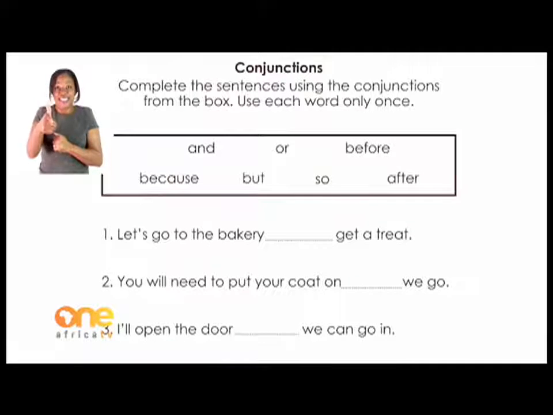Let's look at number one. Sentence number one: Let's go to the bakery, get a treat. What conjunction do you think we can use there? We go to the bakery, we get the treat. I think we will use and. Let's go to the bakery and get a treat.